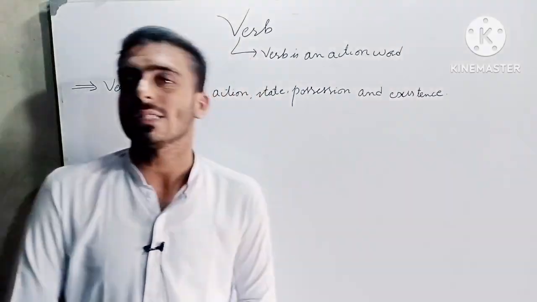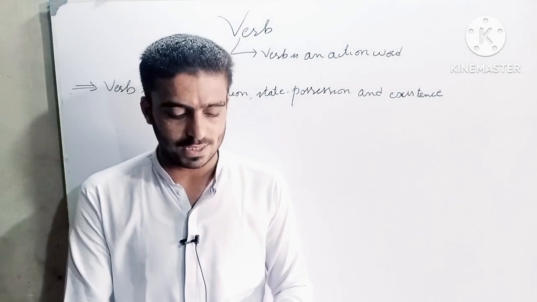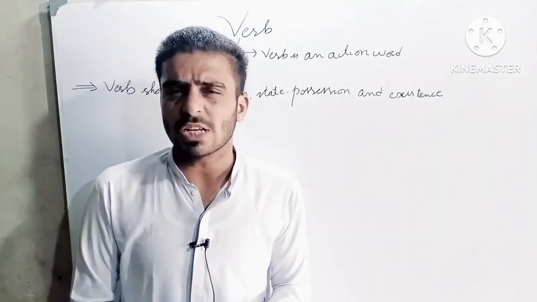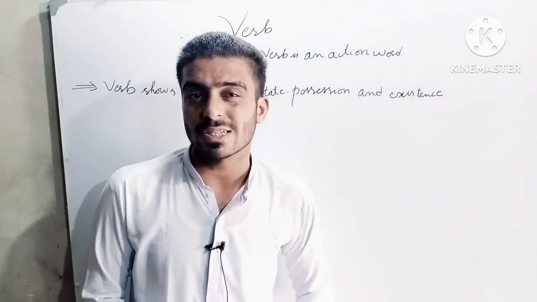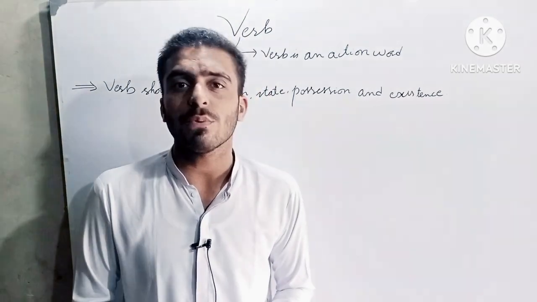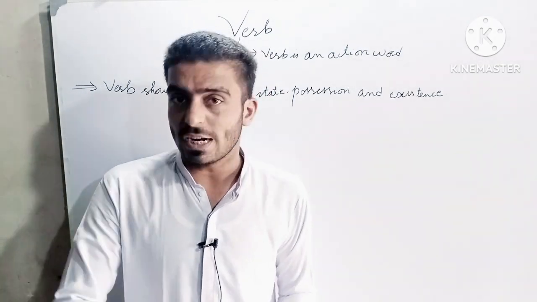Suppose you know that a sentence consists of three major parts: subject, verb and object. Sometimes if we remove the object from the sentence, it can still give a complete meaning. But if we remove the verb from the sentence, it cannot give a complete meaning.